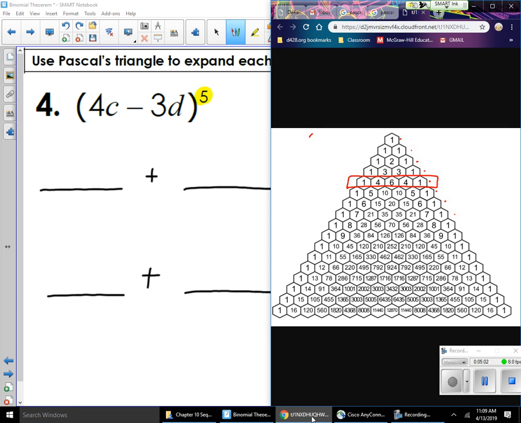So we want the 5th row in Pascal's triangle, which will be that row right there. So 1, 5, 10, 10, 5, 1.